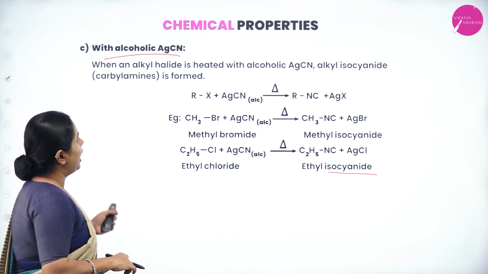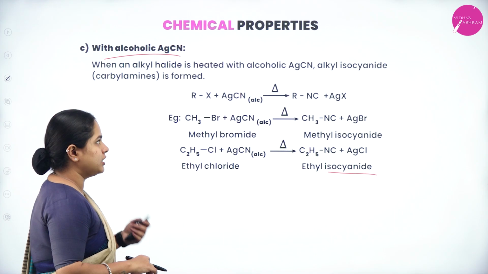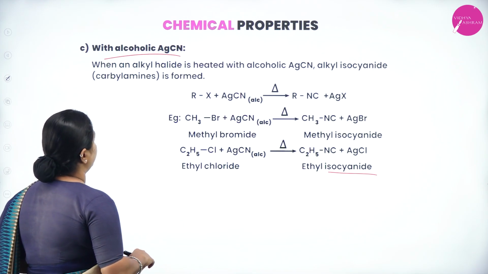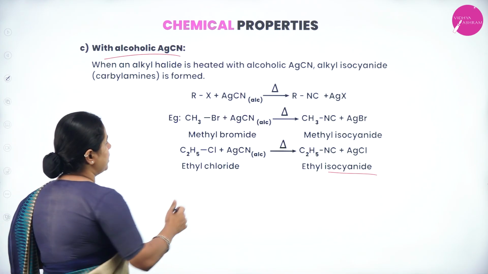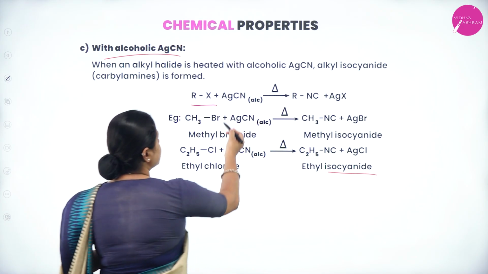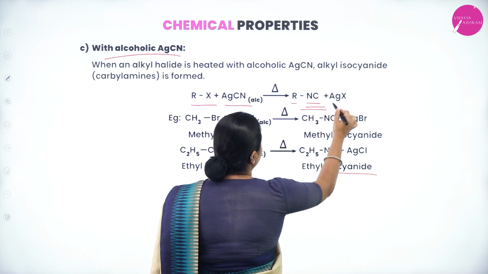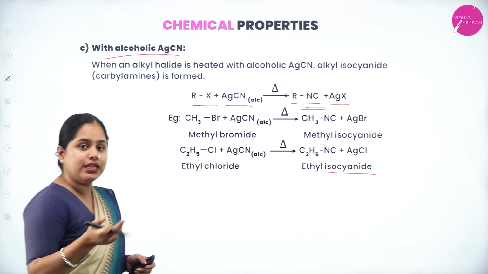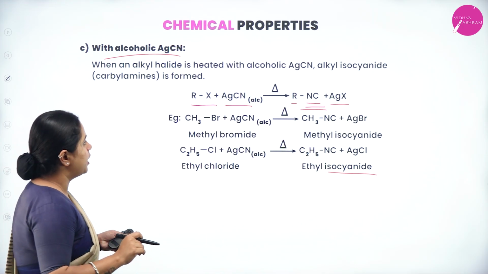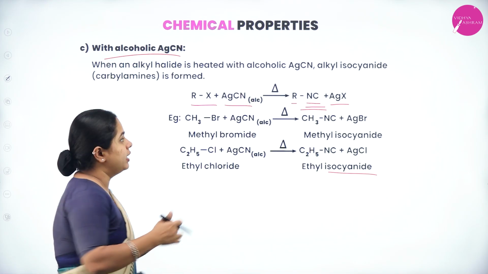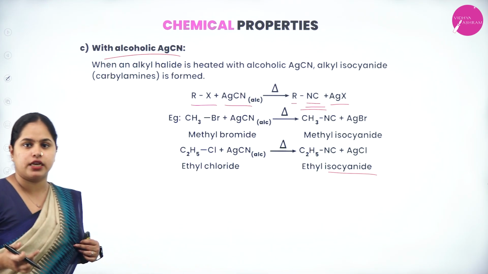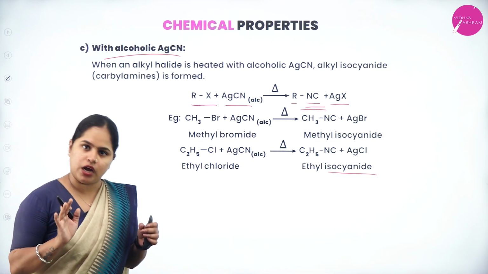Let's see. When an alkyl halide is heated with alcoholic AgCN, alkyl isocyanide or carbylamine is formed. This is your haloalkane. When it reacts with AgCN, you can see here RNC is formed, and silver halide. RNC is formed, which is isocyanide. Earlier it was CN, nitrile. Here it is NC. That is the difference. The nucleophile is different here. I hope it is clear.